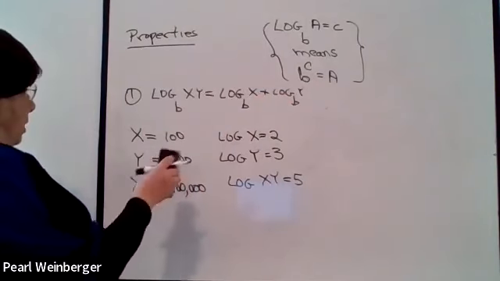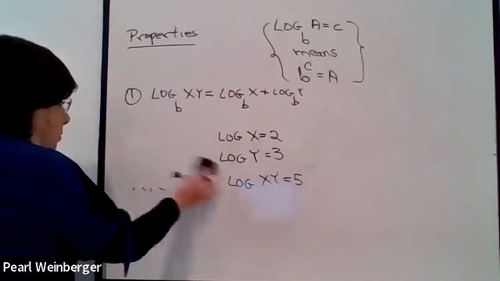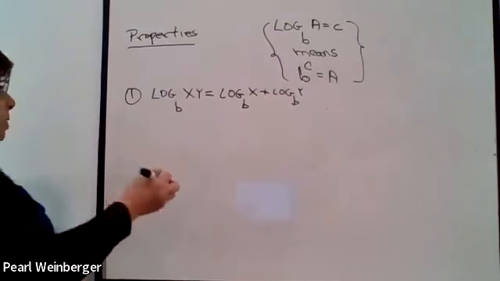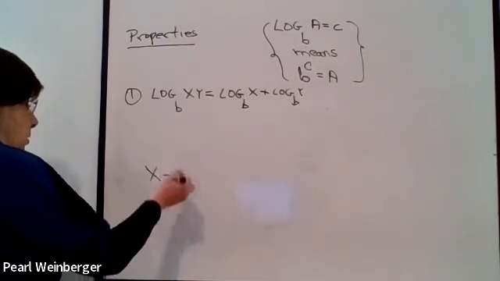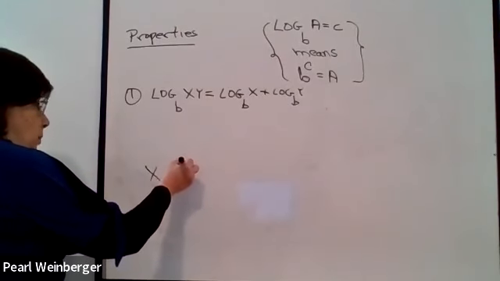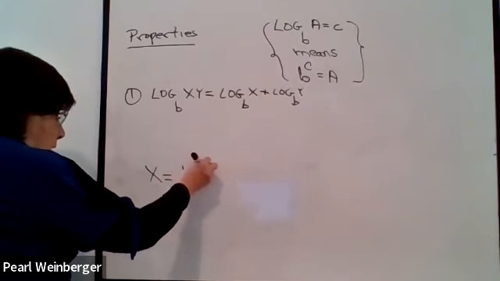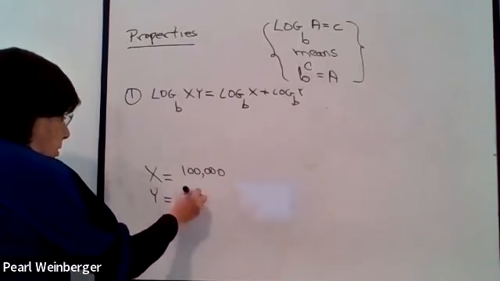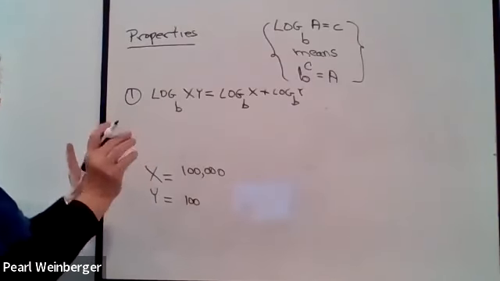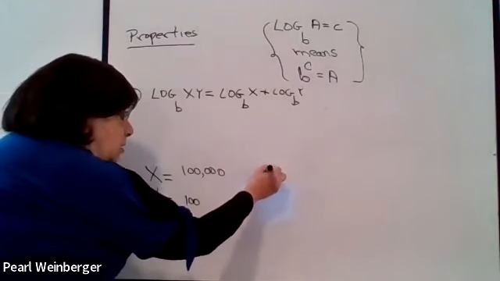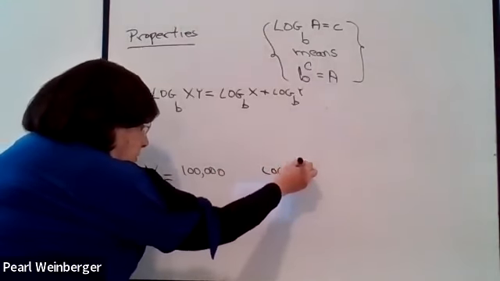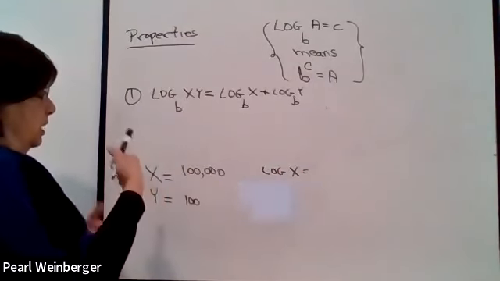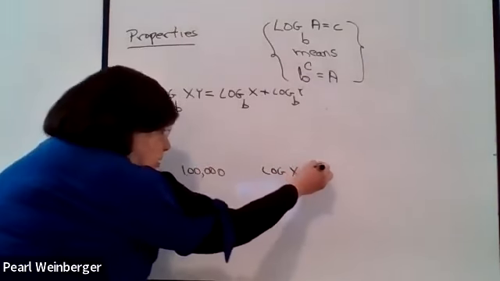Similarly, let's take a different x and a different y. Suppose I take my x to be 100,000. And suppose we take my y to be 100. Now, it's very easy to figure out in base 10, the log of x. Remember, we just had to count the zeros. 1, 2, 3, 4, 5. This is the same as 10 to the 5th. So my log is the 5.